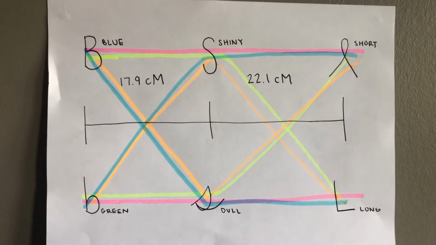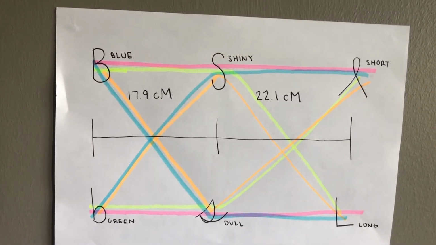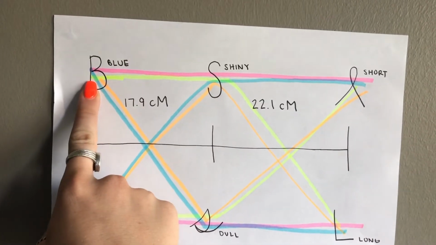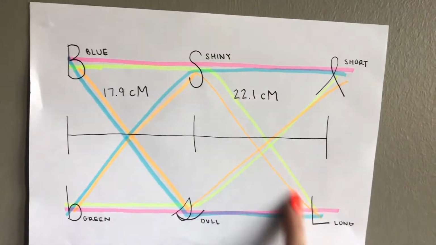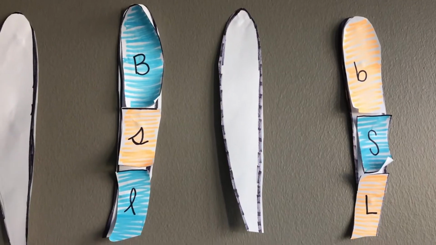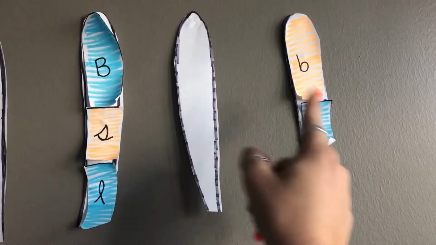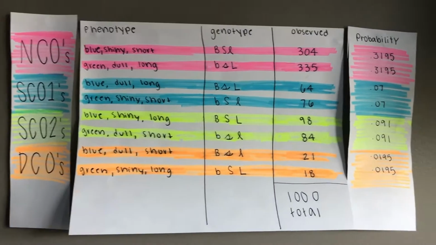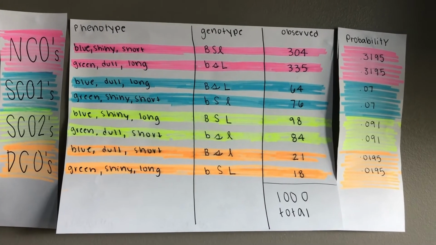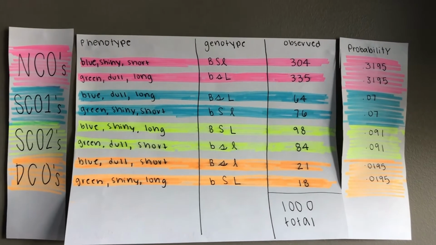Lastly, let's look at our double crossover, which is our least likely crossover form to happen. Individuals would look like blue, dull, and short versus green, shiny coat, and long coat. For an individual with a double crossover event, only the middle gene was altered. Now we can predict the probability of all of our 8 gametes that will be created by a heterozygous individual.